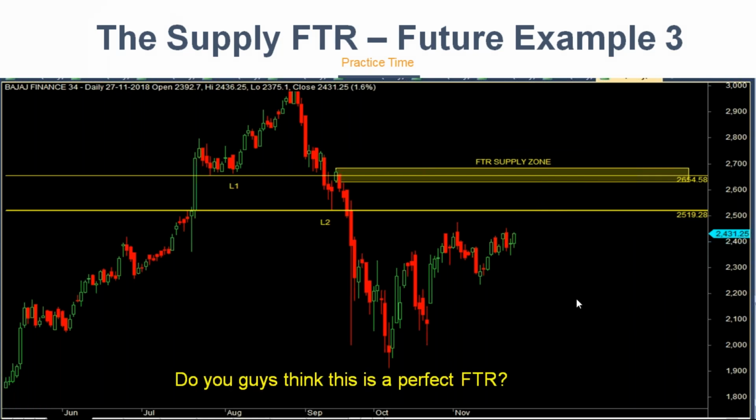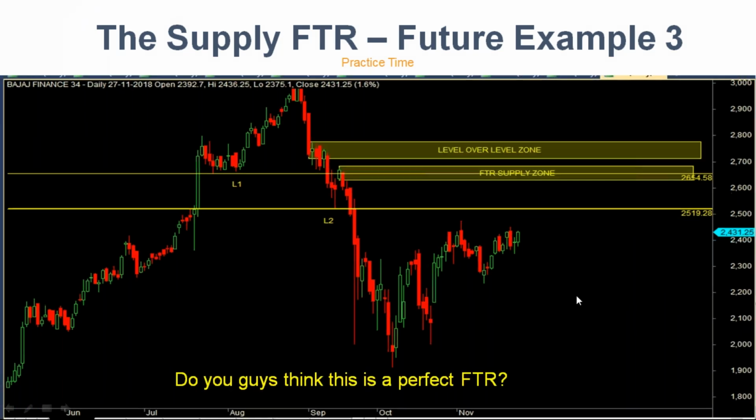Do you guys think this is a perfect FTR? No, it is not a perfect FTR because of the level over level I mentioned.